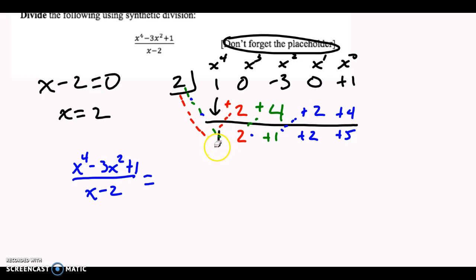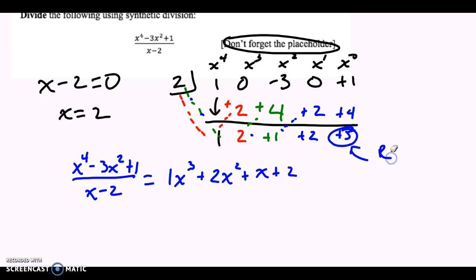We're going to get 1, and now all these degrees: before it was x to the fourth, but since we divided by x, it's now going to be 1x cubed. So it's going to be 1x cubed plus 2x squared plus x plus 2. And then finally, this is our remainder. Just like we did in the last section with the remainder, we'll put a plus 5 over the original divisor, which is x minus 2.